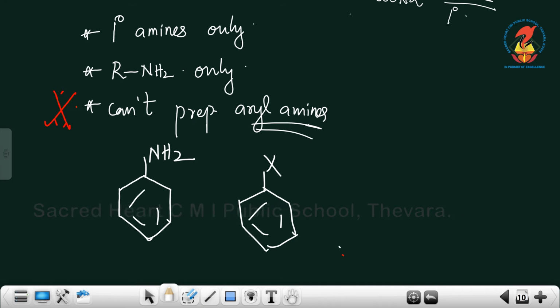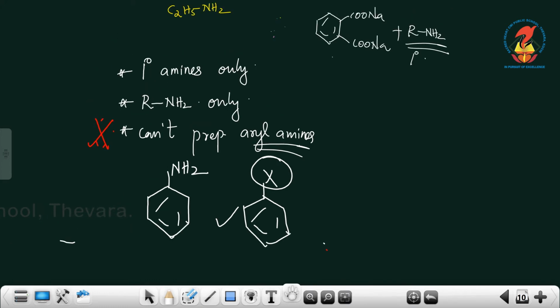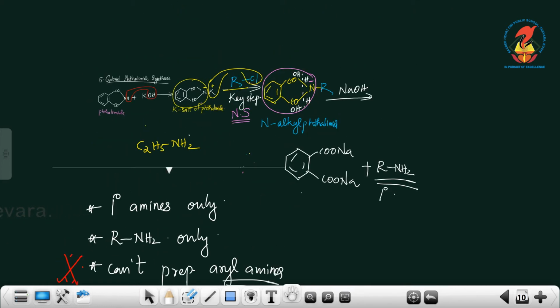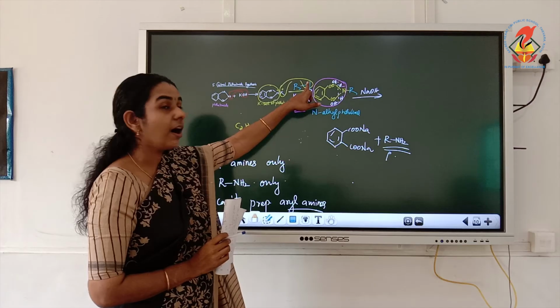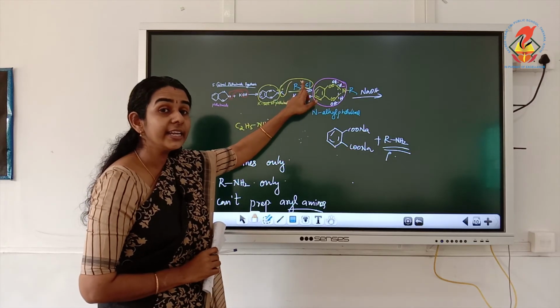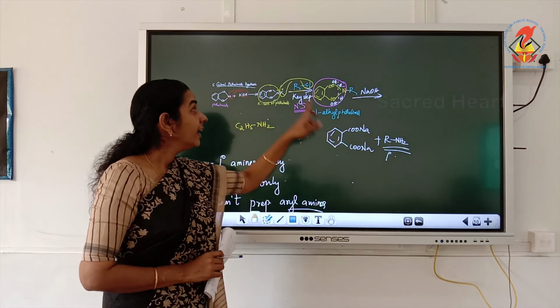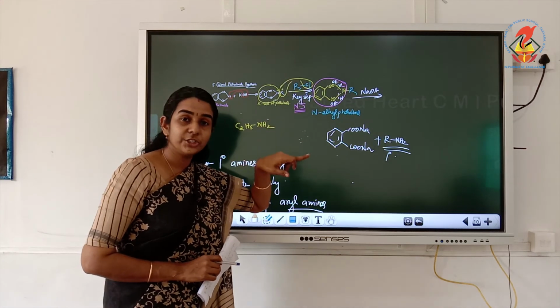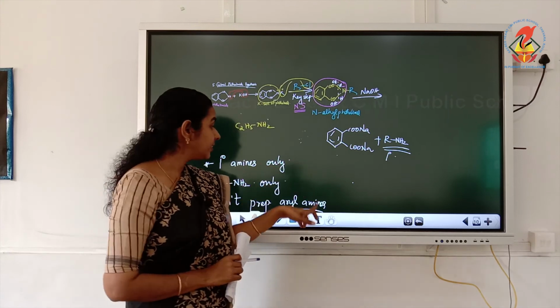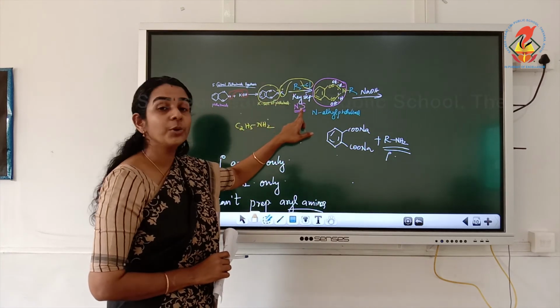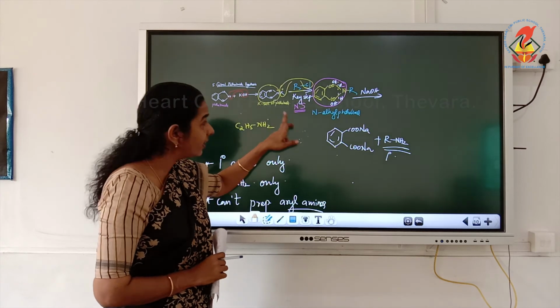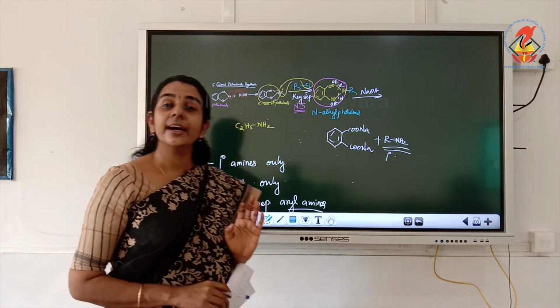But we know that this compound cannot undergo nucleophilic substitution reaction, and this X cannot be replaced. Instead of RX, what should I take? A benzene ring containing chlorine, to prepare aryl amines. But a benzene ring with halogen directly attached to it cannot undergo this nucleophilic substitution reaction with the anion formed from phthalimide.